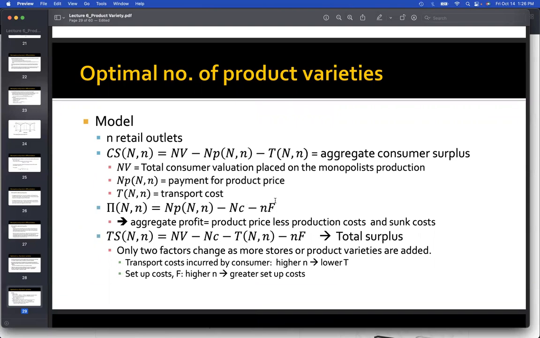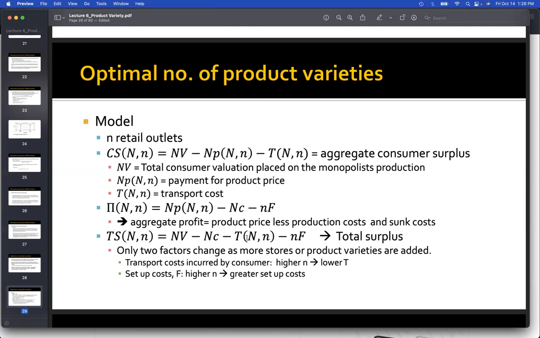Minus NF. And this again is the per store fixed cost. The total surplus is just the sum of them, and then N is this, minus this, I should say, minus transport cost minus NF. That is the total surplus. Now, you can notice that small n only appears in two places, transport costs and setup costs, right? So the more stores there are, let's look at the trade-off again.